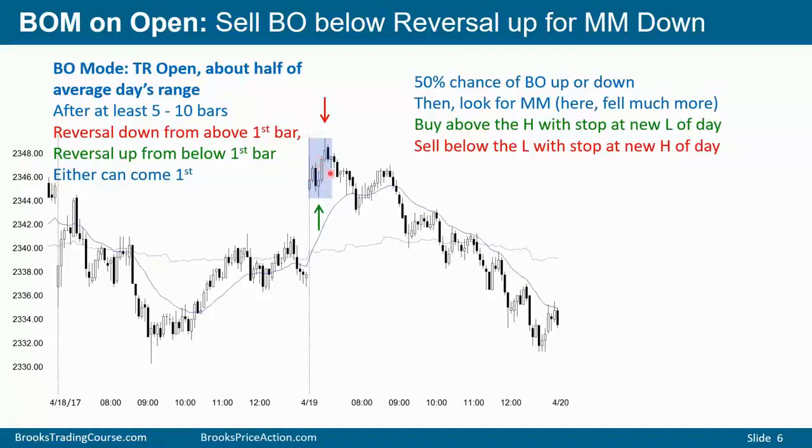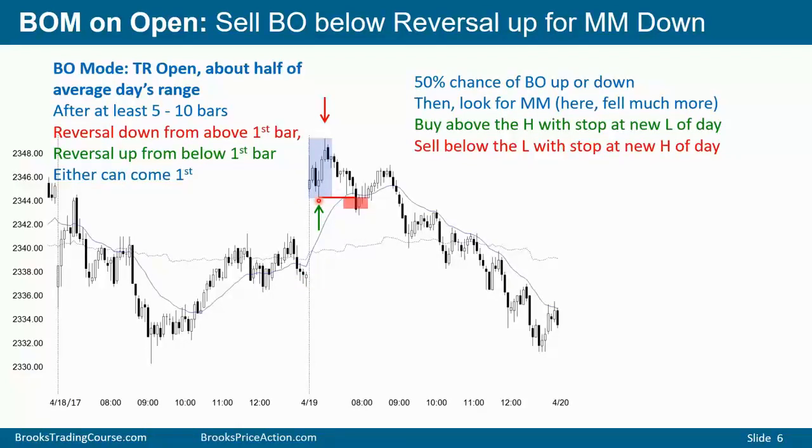Once you've had the two reversals, here we have the reversal down, there's a 50% chance you'll get a successful breakout above the high, 50% chance you'll get a successful breakout below the low. And that's why I call it breakout mode, because that's what breakout mode means. Equal probability of a breakout up or down.